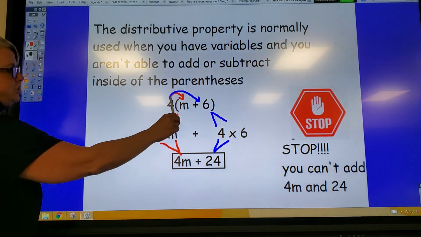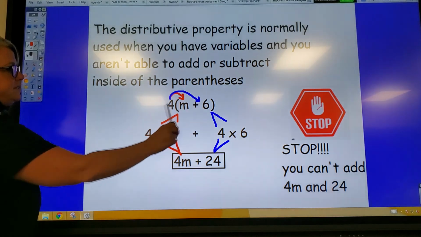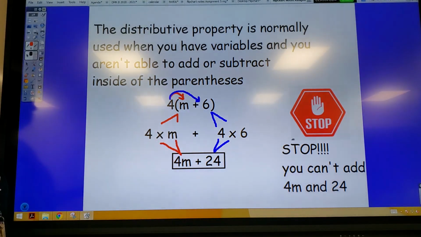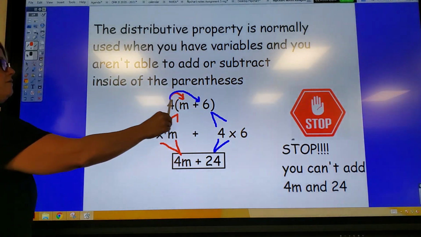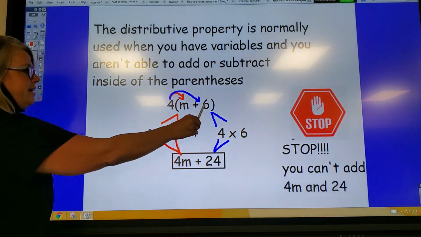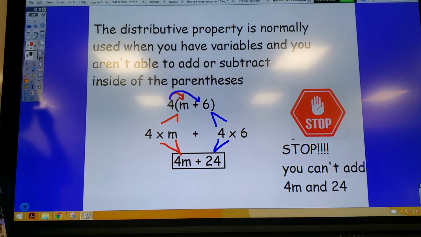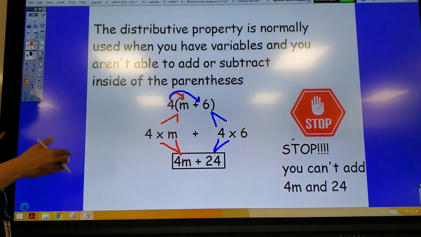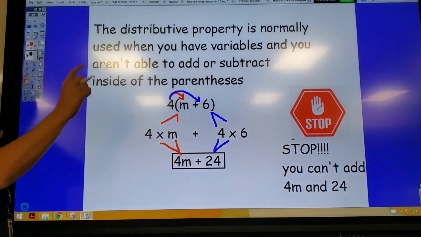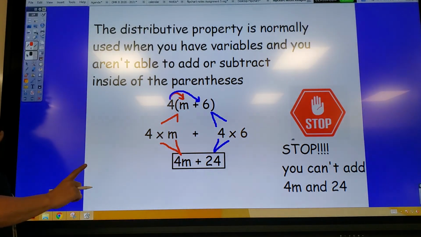In this expression, 4 parentheses m plus 6, we can't do m plus 6. We don't have that option anymore of doing the two numbers inside of the parentheses, so adding them up. Why can you not add m plus 6? Because you don't know what m is. You have no idea what m is, so it's impossible. They're called unlike terms. But what you can do is multiply them both by 4.